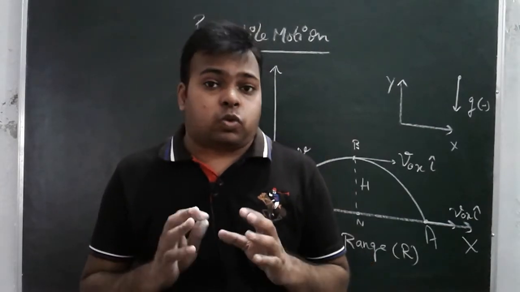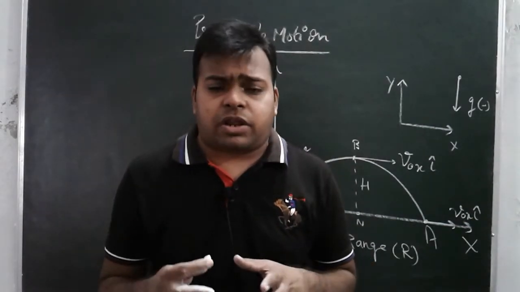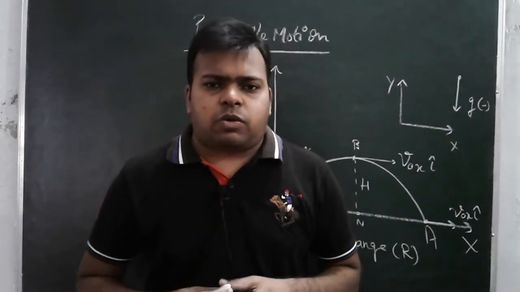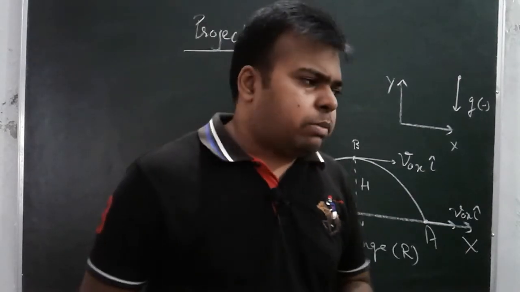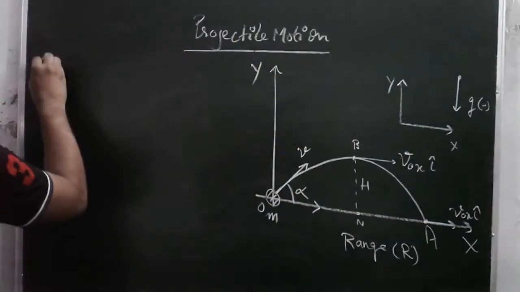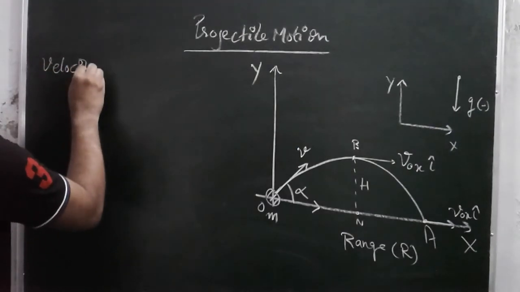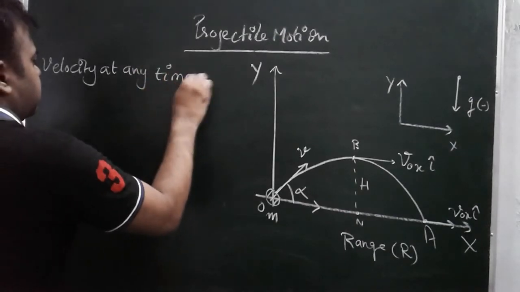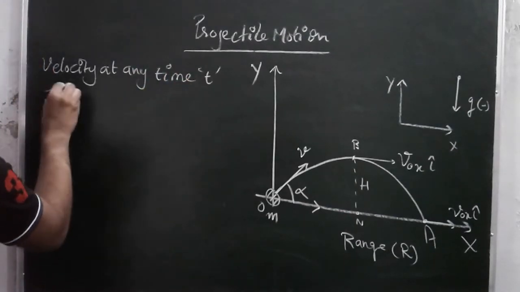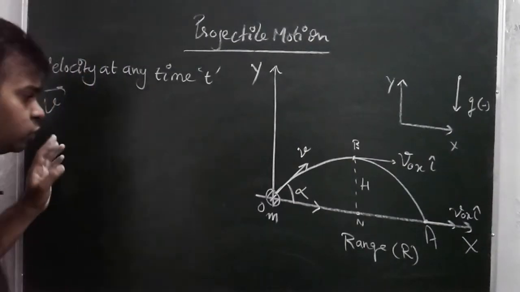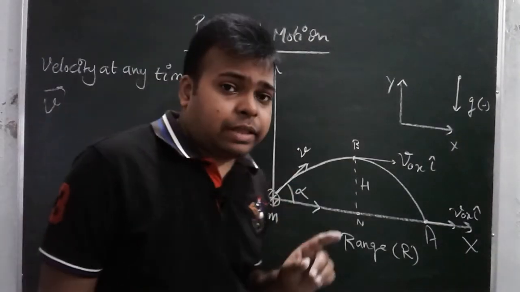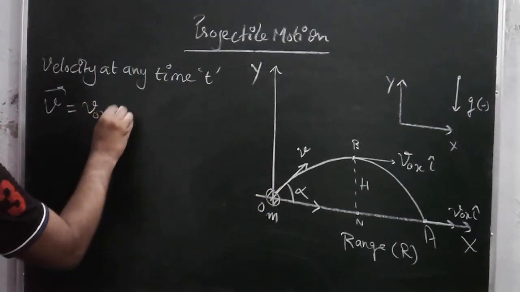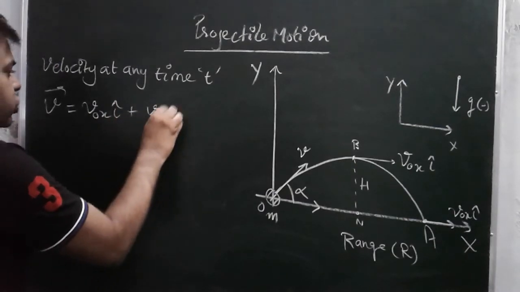I am directly writing down the two formulas, and you can call them master equations. They are in vector form, and if you use these two equations directly, you can easily solve the problems of projectile motion. So the velocity at any time t will be a velocity vector. Here you have to note that we are dealing with the initial velocity, so it will be Vox i cap plus Vy j cap.